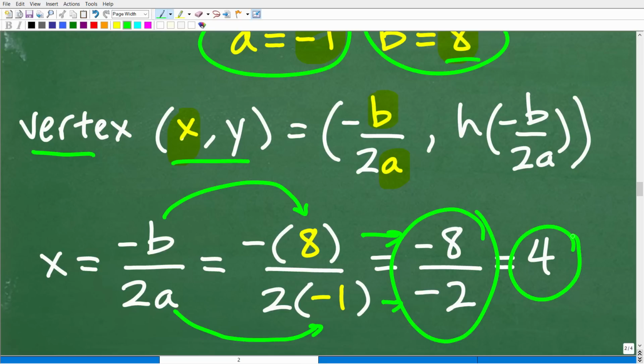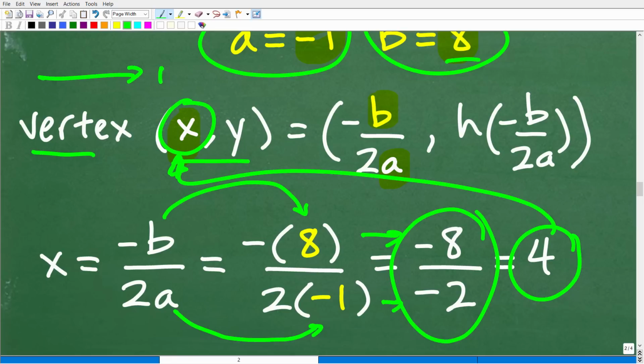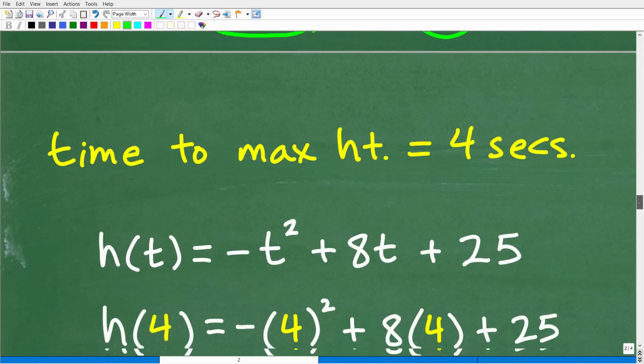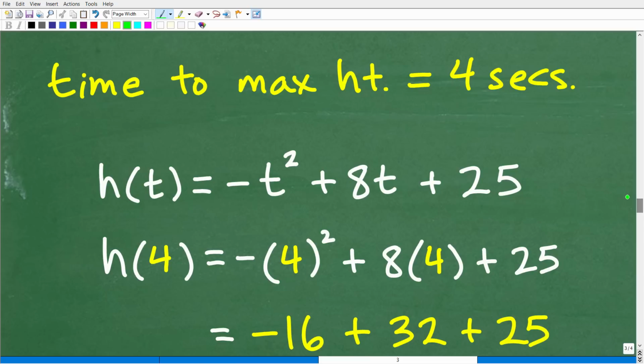Now, again, you don't have to get the entire vertex to answer the question because the x-axis, remember, is the axis we have for time in seconds. So there is our answer for seconds. But let's go ahead and get the height just in case that was part of a question. So the time to maximum height is 4 seconds.